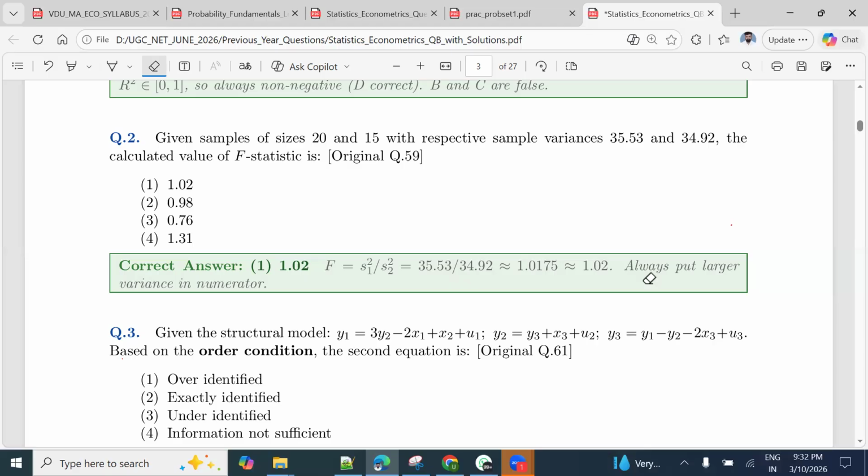Just the formula will be different in the different context, but I will show you how this 35.53 is also linked to the F test. Both of them are linked. It is not that they are independent from each other. Yes, F test and F statistics.